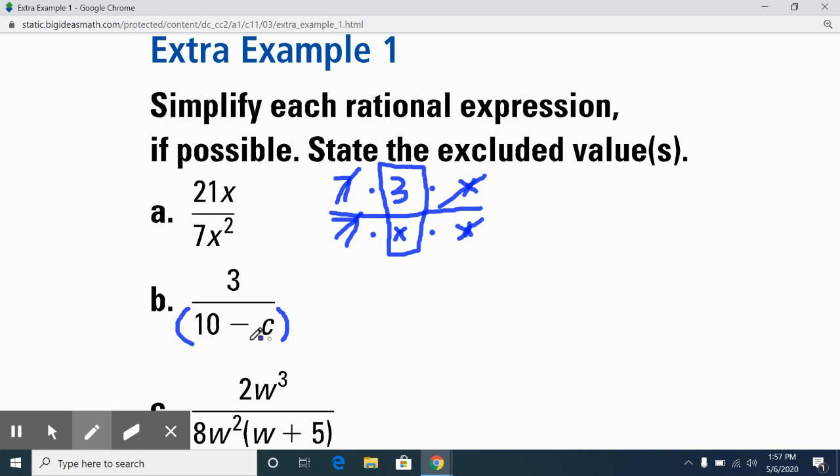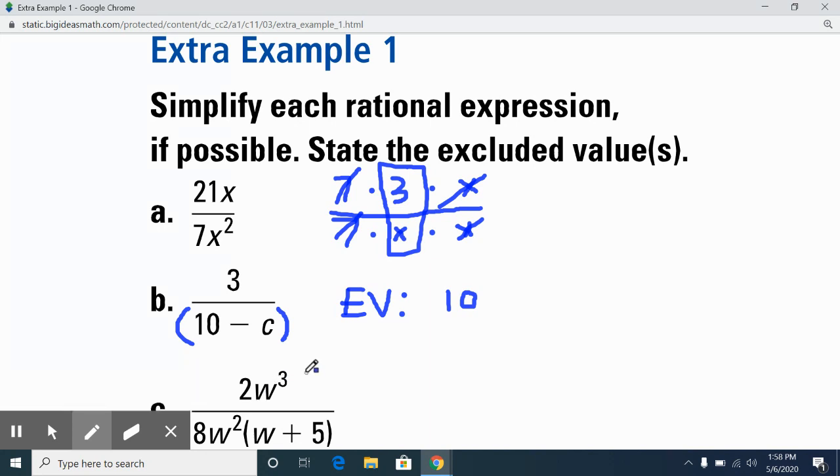Okay, so I'm simply going to look now for an excluded value. And in this case, my excluded value would be, what makes the denominator 0? 10 minus what? 10. 10 would be our excluded value in this case. All right. Now, the last one.